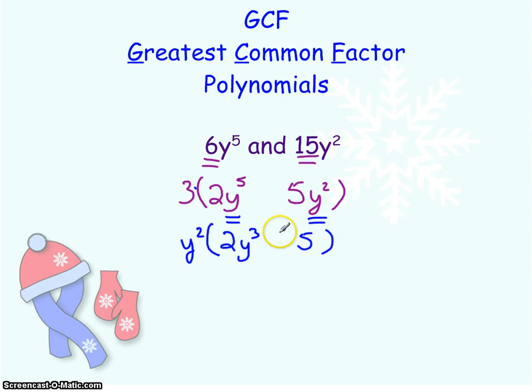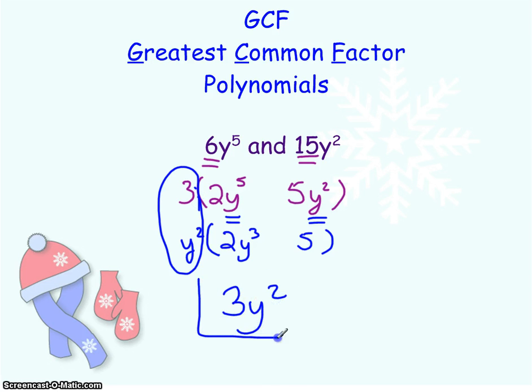Okay, there are no other y's in common, and this is what our GCF is made of. So 3 and a y squared. That's the GCF of those two terms.